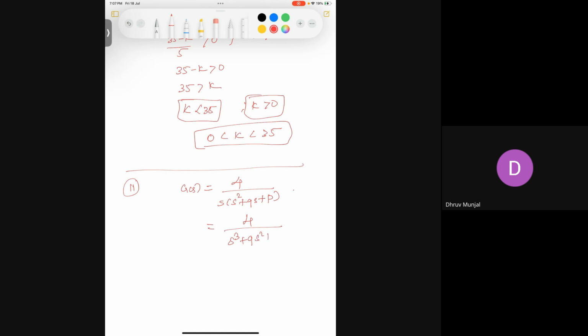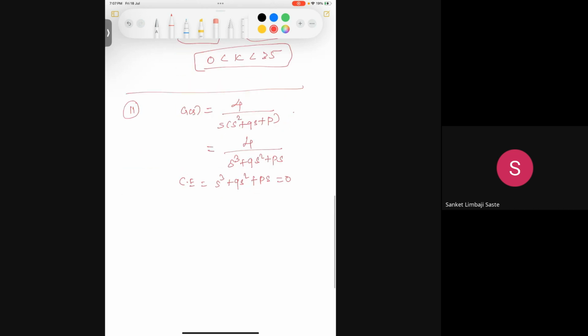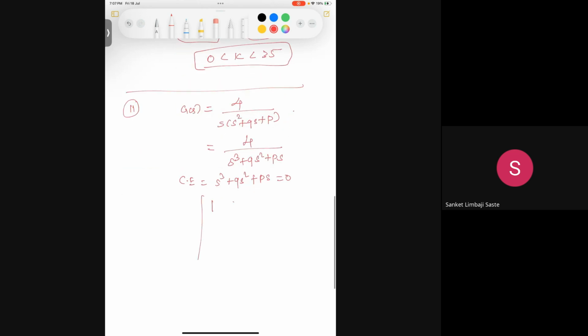S cube plus 9S square plus PS, right? So the characteristic equation would be S cube plus 9S square plus PS equal to 0. So this will give you 1, P, 9, 0. So this will become 9P minus 0 by 9 is equal to P for S square. S power 0 will give you 0 minus 0, 0.